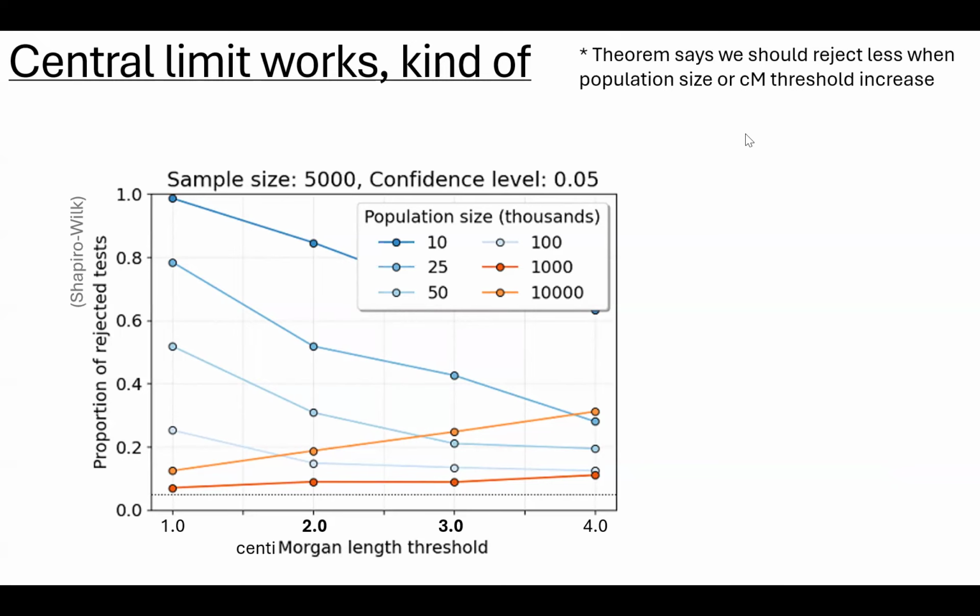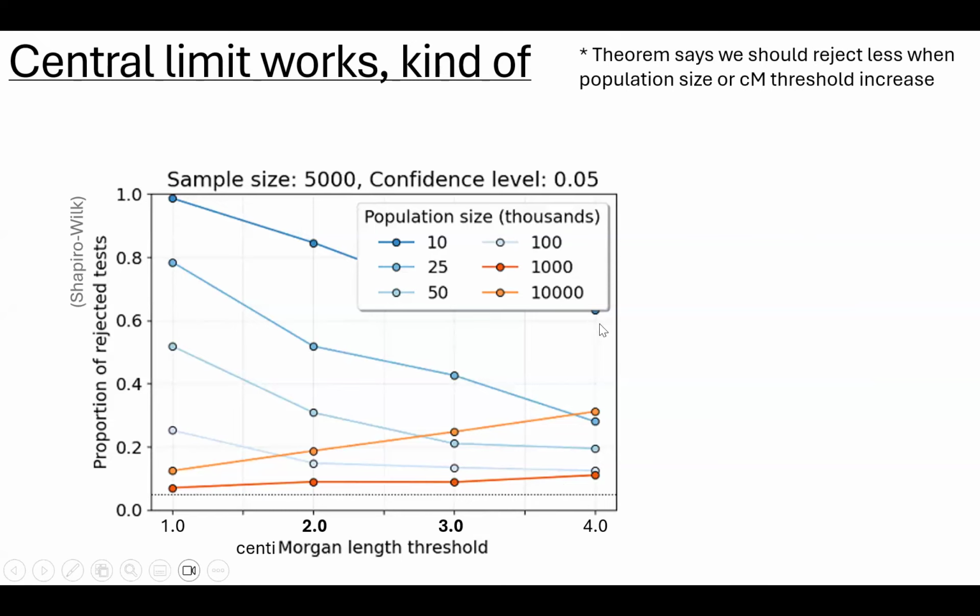What we're observing is that we reject fewer hypothesis tests, which is consistent with the conditions in our central limit theorem. As we move from left to right on the horizontal axis, so we're increasing the centimorgan threshold, we're rejecting fewer tests. Again, consistent with the conditions of our central limit theorem. This darker orange line is a little bit above the confidence level 0.05, but the closest to that of the simulations we did.